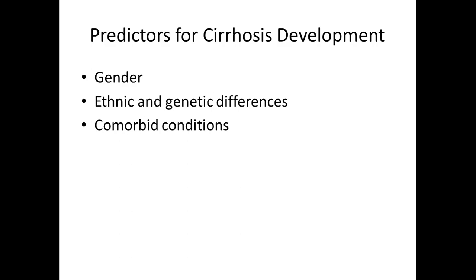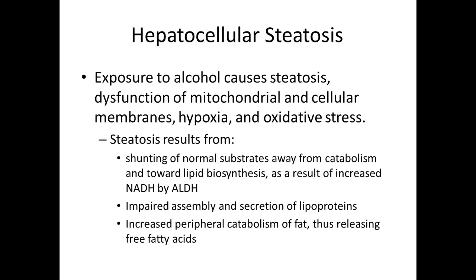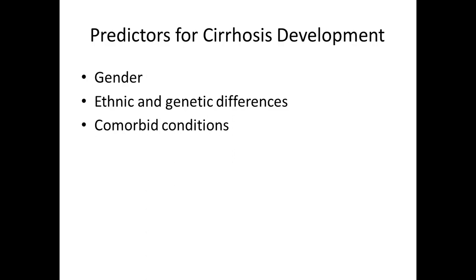So, what are the predictors basically that are associated with the development of cirrhosis in an alcoholic patient? We have three important factors: the gender, the ethnic and genetic differences, and comorbid conditions. So these three are situations which may be associated with increased risk of developing alcoholic steatohepatitis and ultimately chronic liver disease.